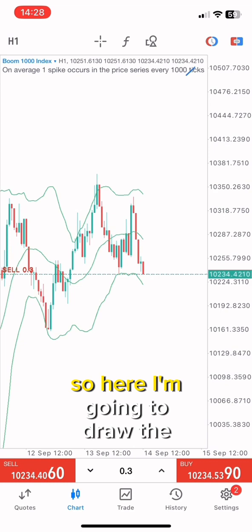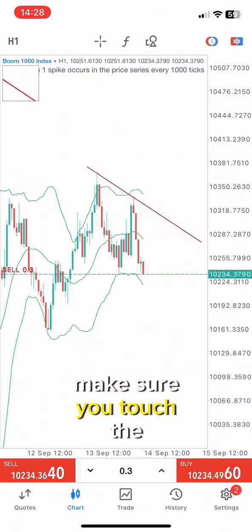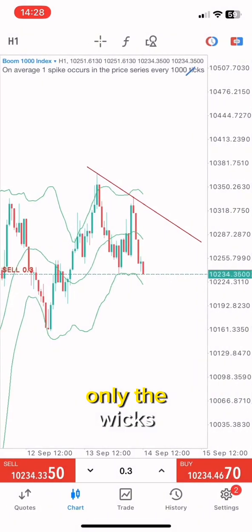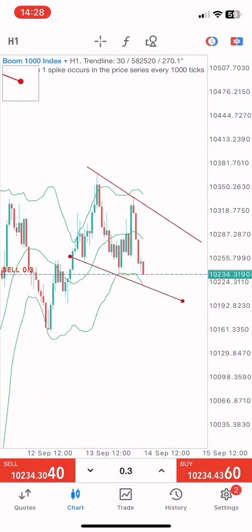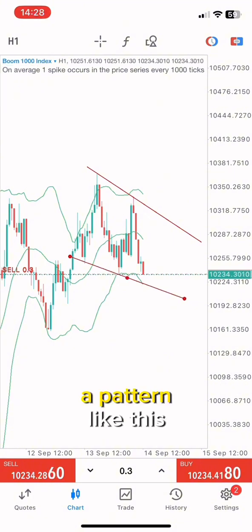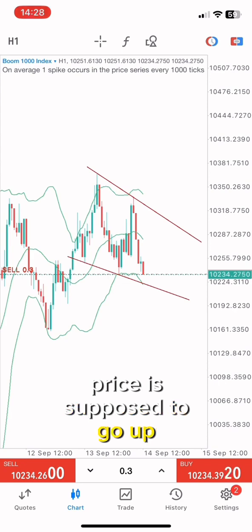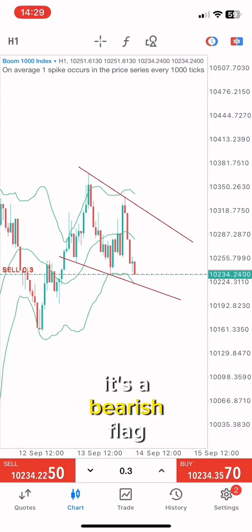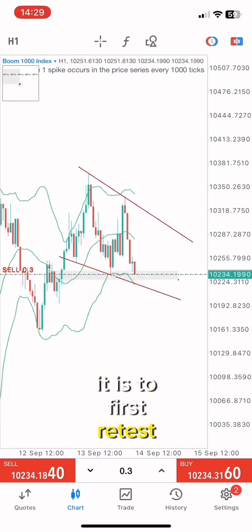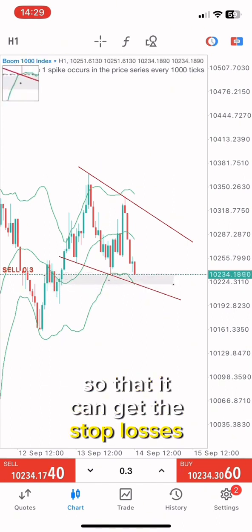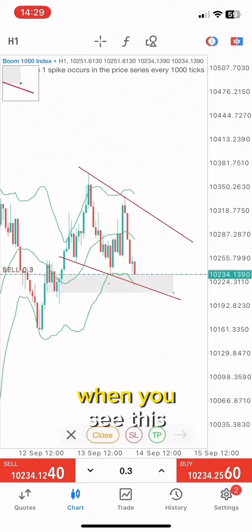So here I'm going to draw the trend line. When you're drawing the trend line, make sure you touch the wicks only. The wicks, not the body, the wicks. When you have a pattern like this, the price doesn't just go up. Price is supposed to go up because it's a bearish flag, but it has to first retest so that it can get the stop losses of the early buyers. So don't be an early buyer when you see this.